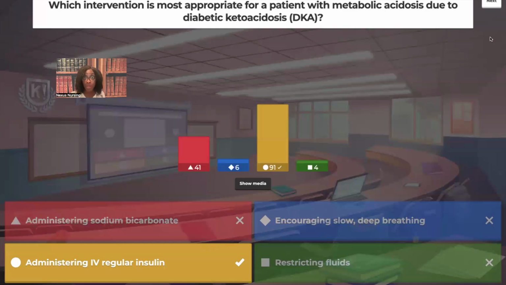Are we in the business of killing patients? Absolutely not. So we're not going to do that. We're not trying to get them to hold on to the CO2. They've got way too much acid to begin with. And last, restrict fluids. I'm happy only 4 of you guys chose this.